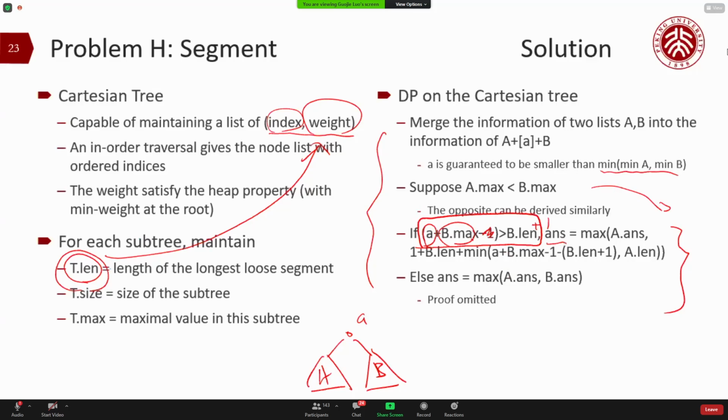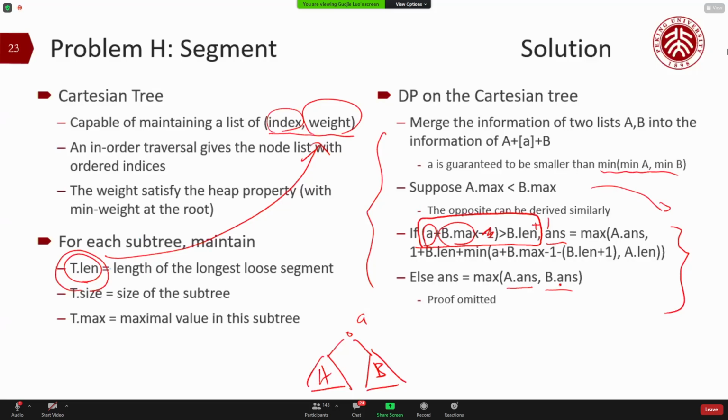And for the other case, if A plus the right subtree does not form a loose segment, then the answer is the longest loose segment from the left subtree or the right subtree, and the proof is omitted. So this is the basic idea for the dynamic programming. But here we use the data structure of the Cartesian tree for us to maintain these values and perform an efficient query for this value.